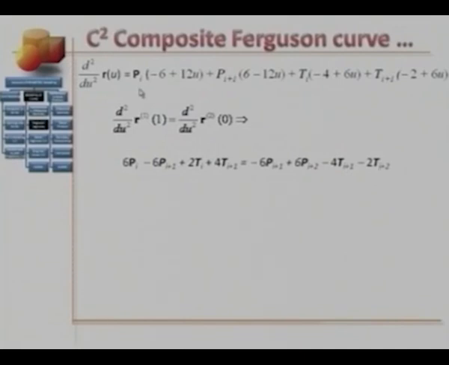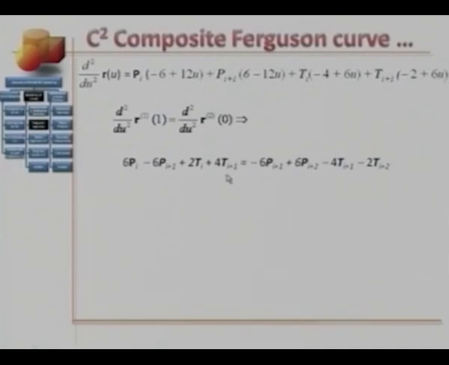The first segment has data points p_i, p_(i+1) and slopes t_i and t_(i+1). For the first segment, u should be 1. So if you look at the left hand side of this equation, we have 6 times p_i minus 6 times p_(i+1) plus 2 times t_i plus 4 times t_(i+1).